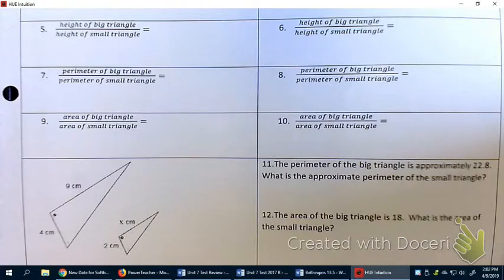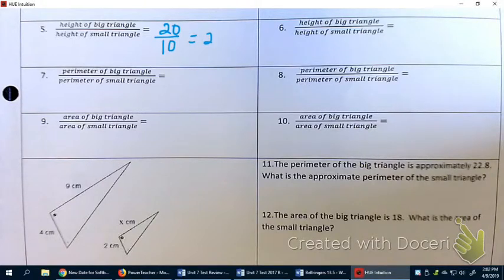Okay, so number 5 says to find the height of the big triangle and the height of the small triangle and divide them. Okay, so Aaron, what's the height of the big triangle up there at the top on the left? Yep, and what's the height of the small one? Good. So you get 2. Questions about that?